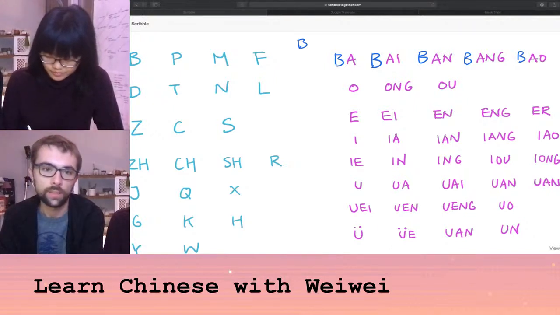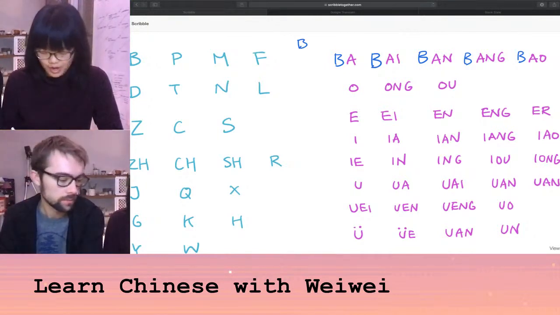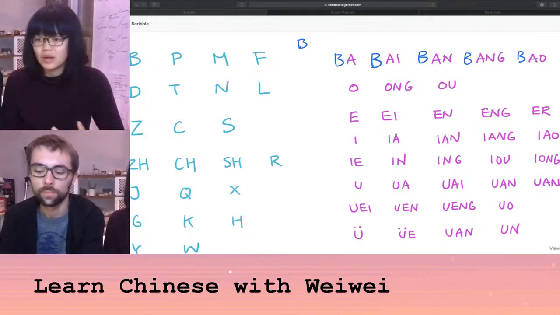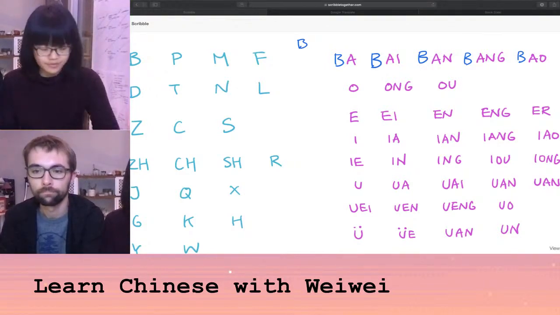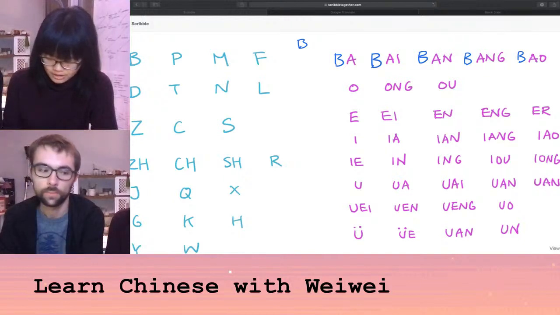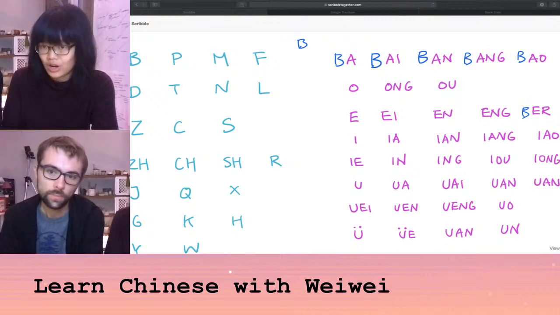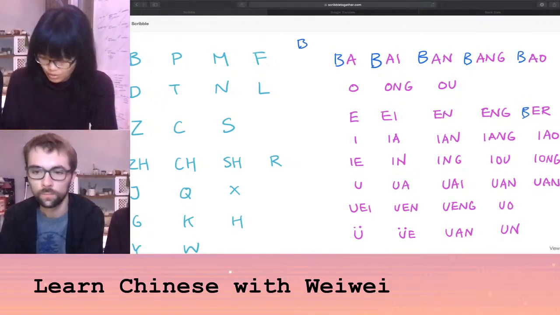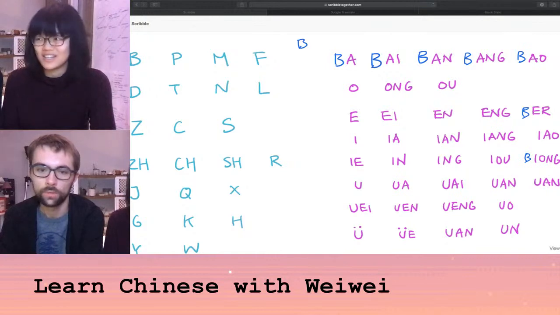So I could combine basically anything on the left with stuff on the right, for the most part. There are some combinations that don't exist, but these are all of the possible combinations. So for example, ba doesn't exist with er. That doesn't exist. Or it also doesn't exist with this, byong. That doesn't exist either.